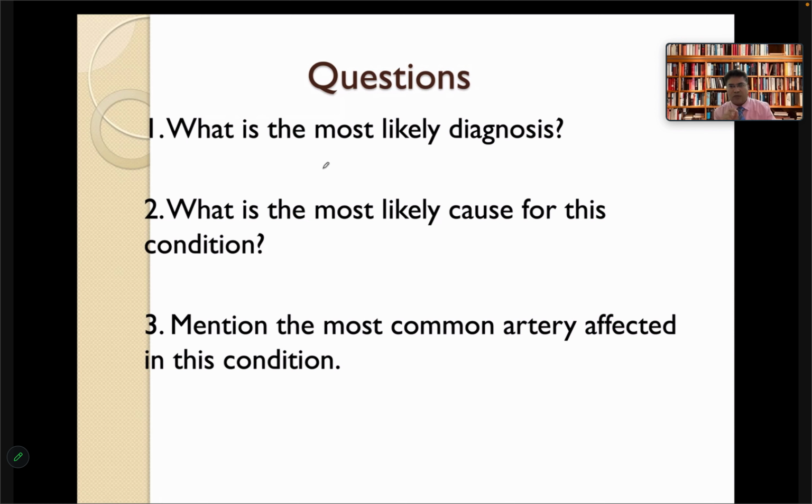Then mention the most common artery which is affected in this condition. So if you remember, the most important artery which is affected is the middle cerebral artery. So you should write the full complete name. Don't write MCA, right? Middle cerebral artery. And why is the middle cerebral artery frequently involved? Because if you look at the origin of the middle cerebral artery from the internal carotid artery, you will find that it is more in continuity with the internal carotid artery.